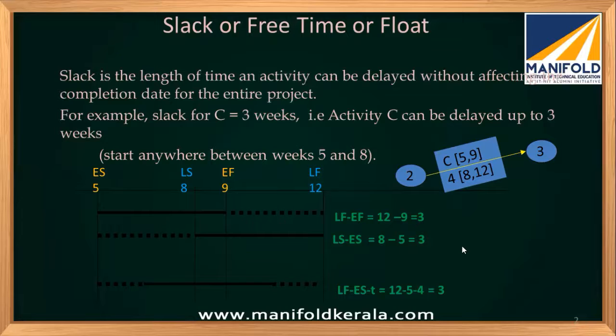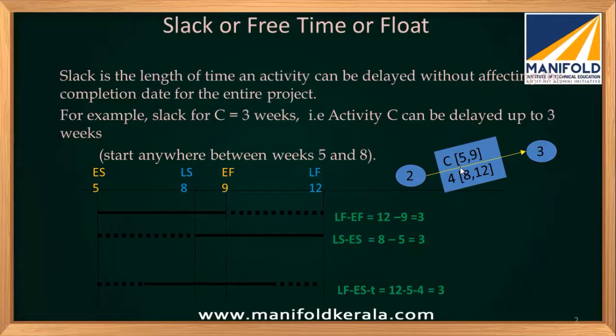Now there are other floats. A term which is known as slack is defined for nodes or events. Head event slack means, suppose this is activity C, the head event is 3. Suppose the earliest time for this event is 9, and the latest time for this event is 12. The difference between 9 and 12 is the head event slack.